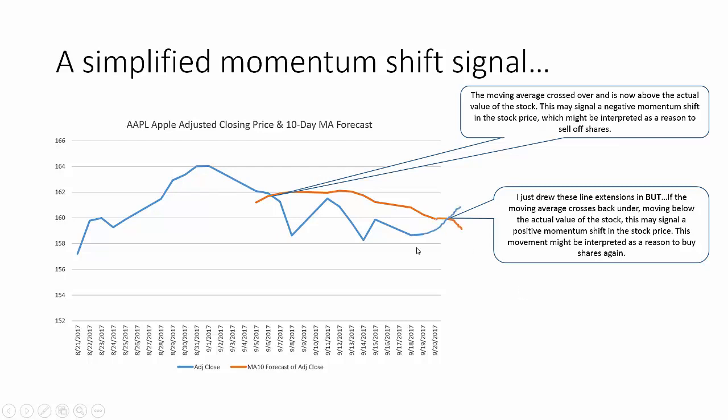On the other hand, I just drew these two lines in, but you could see if it moved back in the other direction. Suppose that the actual price of Apple stock moved back above the moving average for a period. This would provide the opposite indication. It would signal positive momentum in the stock price, and this would be an indicator that you probably want to buy back into Apple stock.